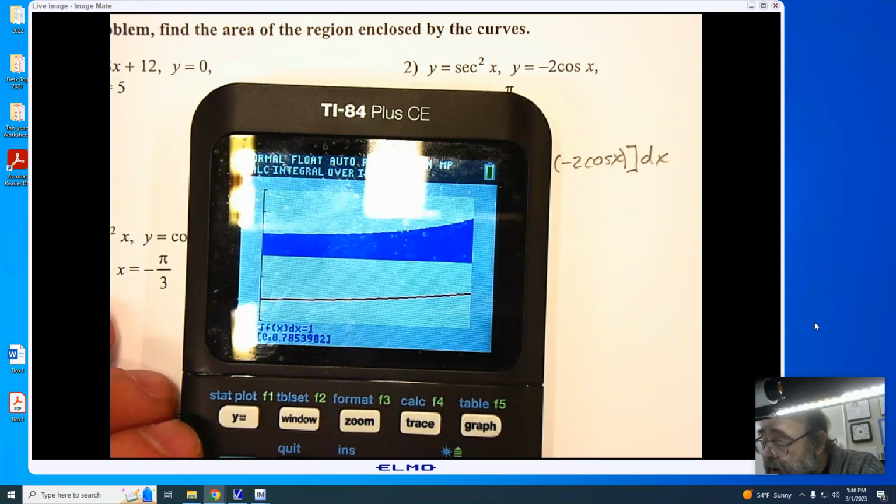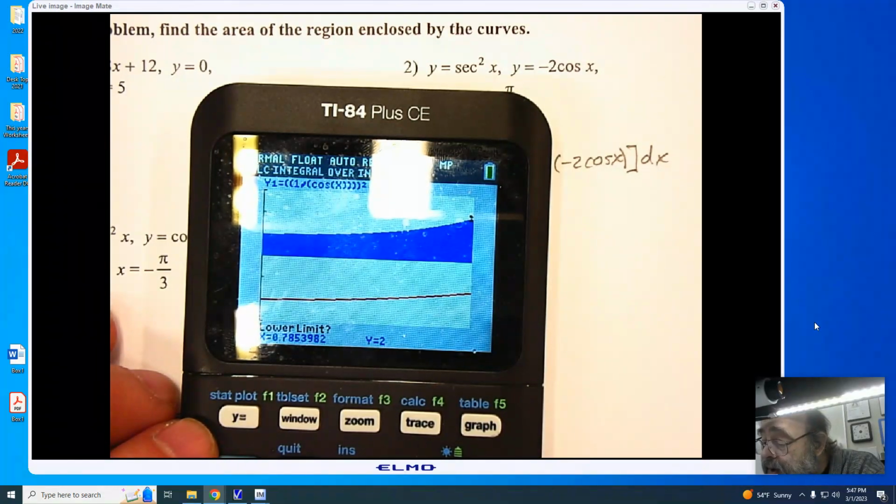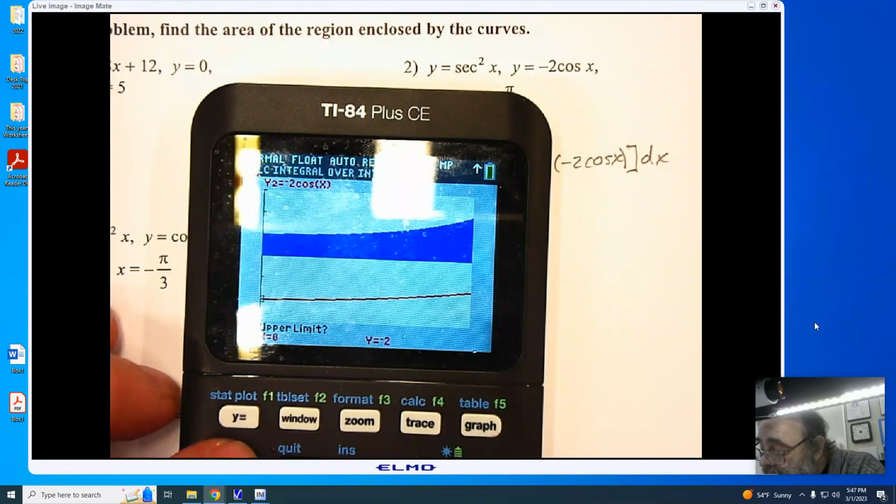Okay, here we go. Second trace, we're doing 7 again. This time we're using our red equation, that's the second. We hit the arrow down. 0 is our lower limit. Pi divided by 4 is our upper limit.